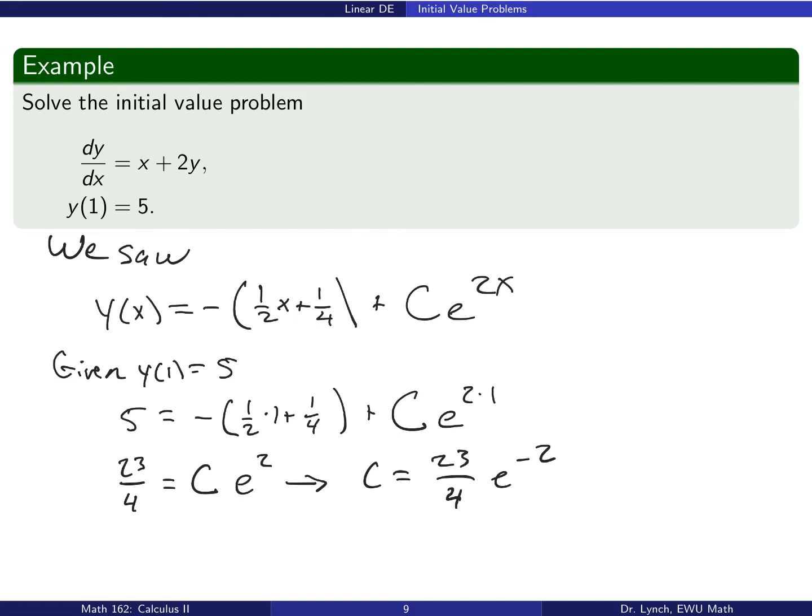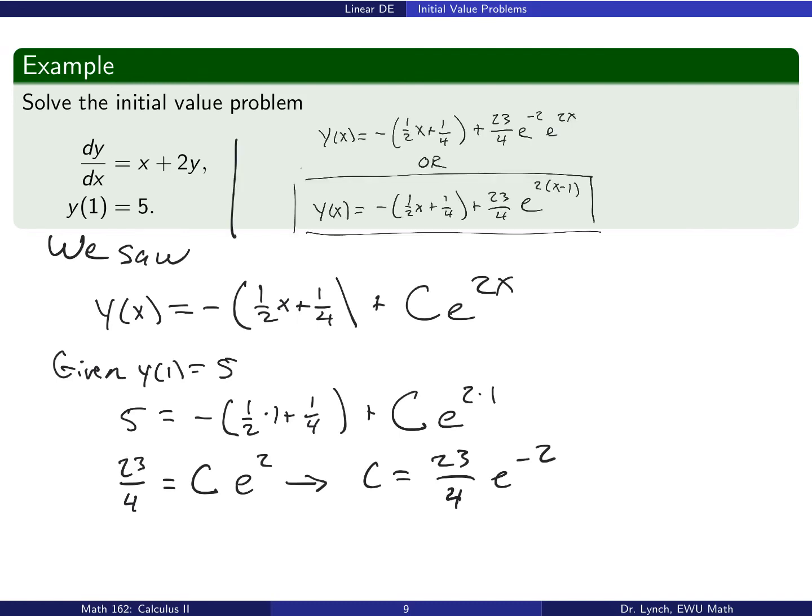Substituting that in, we'll see the explicit solution of the initial value problem. So here's that solution. y of x is minus the quantity 1/2 x plus 1/4, all plus 23/4 times e to the 2 quantity x minus 1. And we can see here, condensing that exponential is nice using our rules of exponentials, and it's pretty quick to see that when x is 1, y is 5. So we satisfy the initial condition.